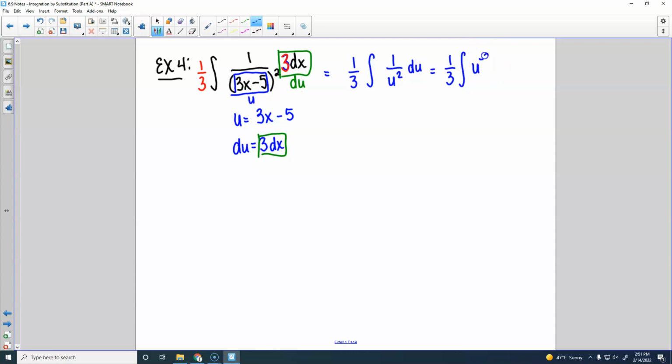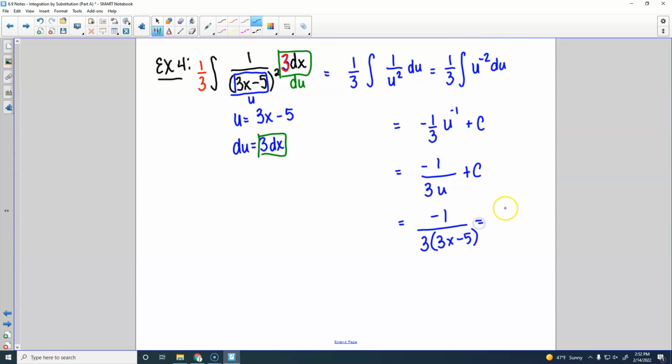I would probably make this u to the -2 du. To integrate that, we're going to increase our exponent by 1, which will give us a -1. Divide the 1/3 by -1, so we get -1/3 u to the -1 plus c. You might move the u back down to the bottom, and then you certainly at the end have to replace your u with your x expression, so 3x minus 5.